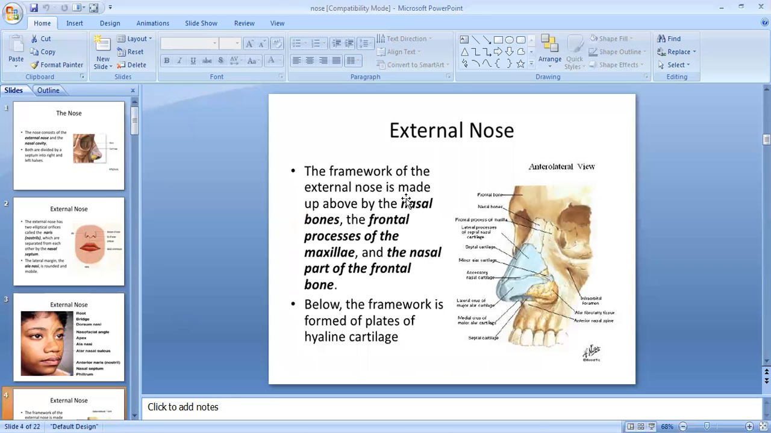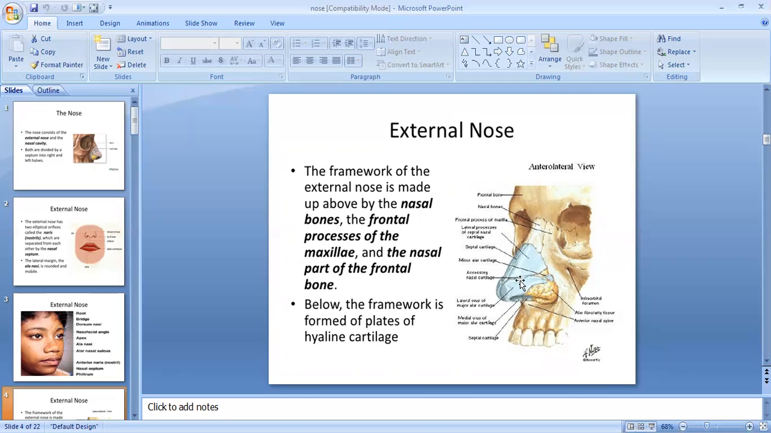The framework of the external nose is made up of a bony and a cartilaginous part. So the upper part is bony, and this bone is the nasal bone, and also the frontal process of the maxilla and the nasal part of the frontal bone. So this is the bony part of the nose.